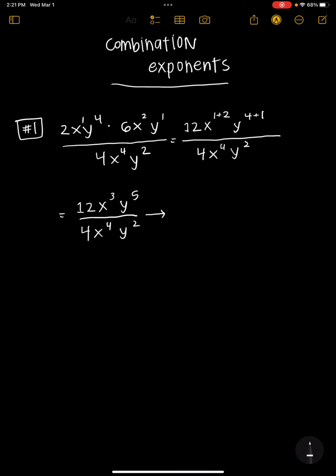So you've got a 12 and a 4 as your coefficients. We can actually divide those. So 12 divided by 4 gives me 3. When I get a number like that, I'm going to just put it on the top of the fraction. So because 12 divided by 4 is 3, 3 goes on the top.